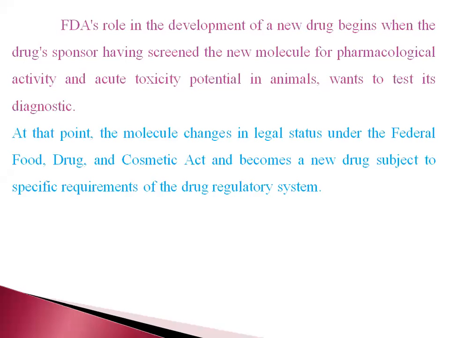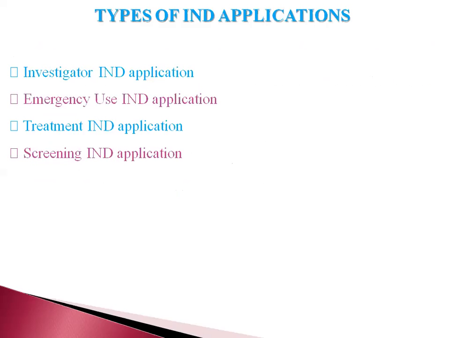At that point, the molecule changes in legal status under the Federal Food, Drug and Cosmetic Act and becomes a new drug subject to specific requirements of the drug regulatory system. Here, once we get approval for clinical trial, we can study that particular molecule in phase 1, 2, 3. Once we get NDA approval, then we can go for phase 4 trial also.